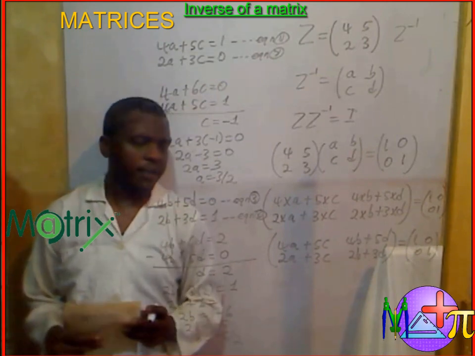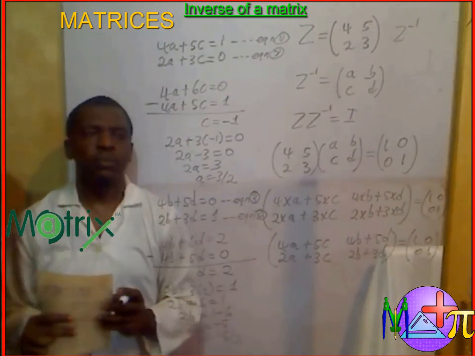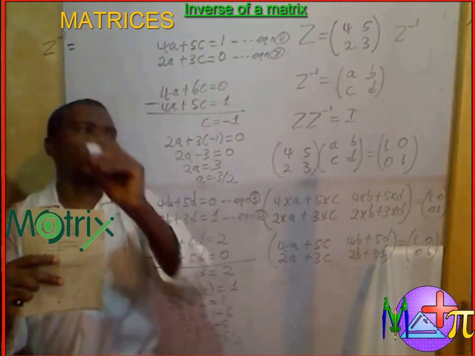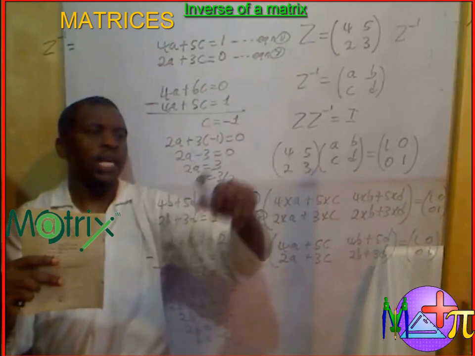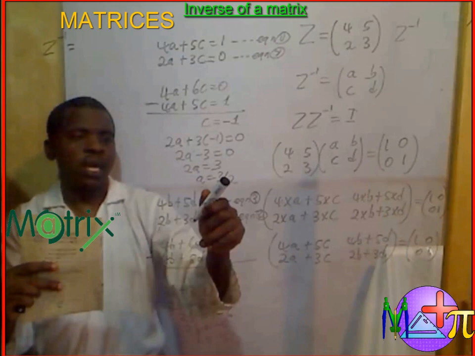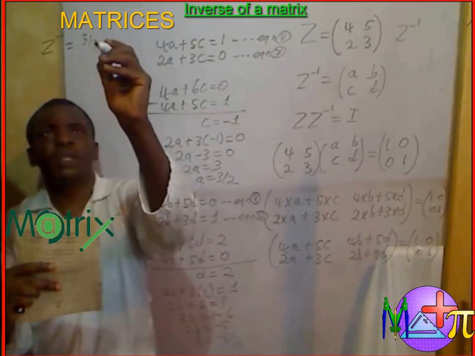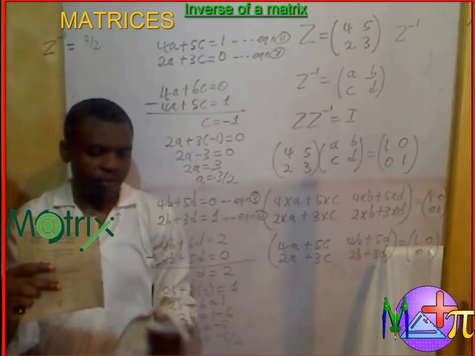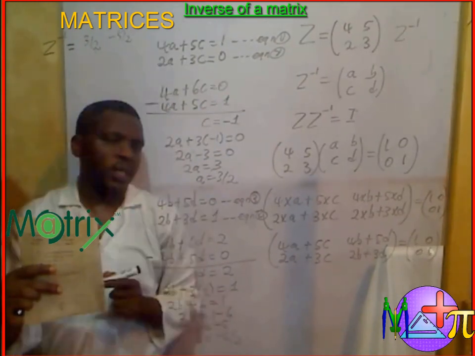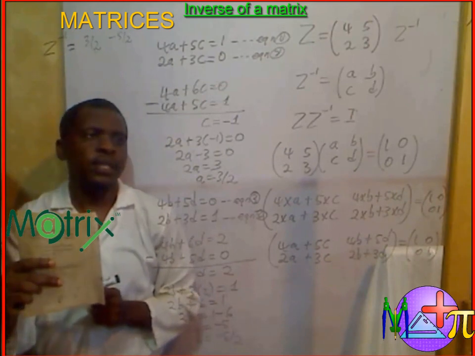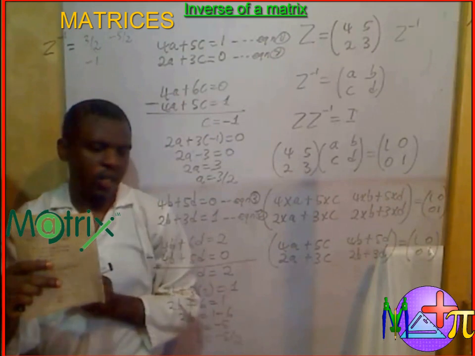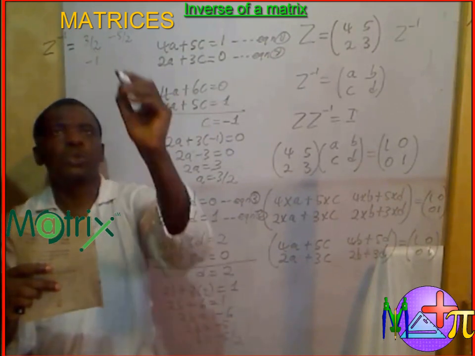Now, what is my inverse matrix? We call that Z inverse is equal to, what's the value of A? A is 3 all over 2. What is the value of B? Minus 5 all over 2. What is the value of C? C is equal to minus 1. And what is the value of D? D is equal to 2.